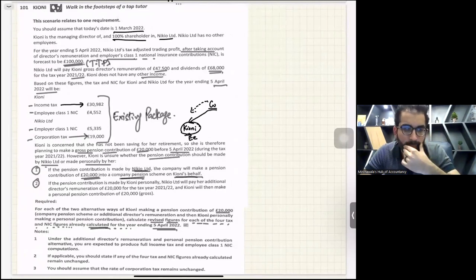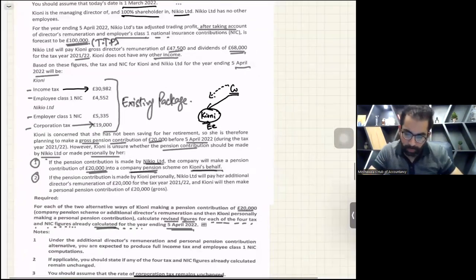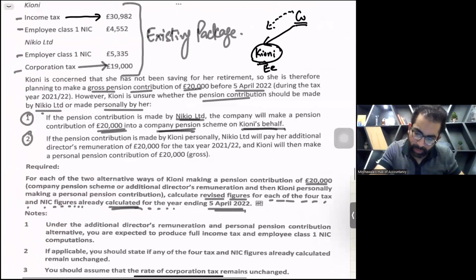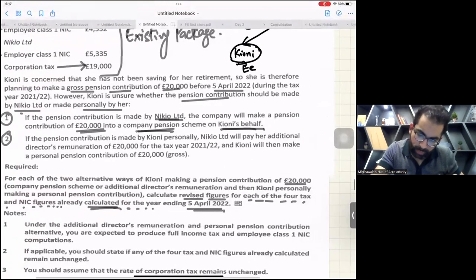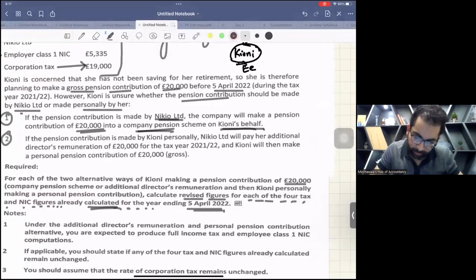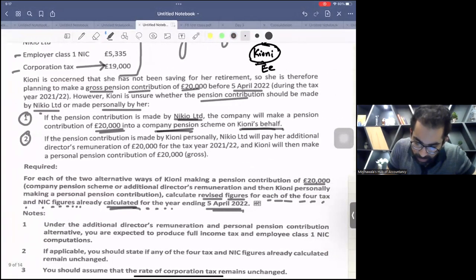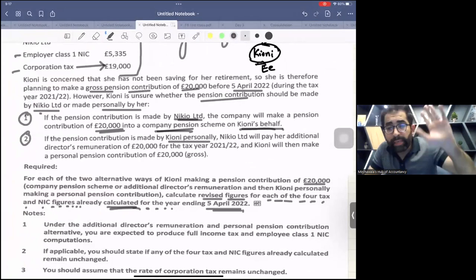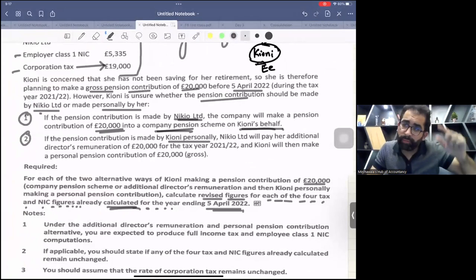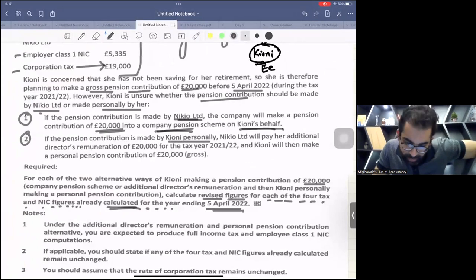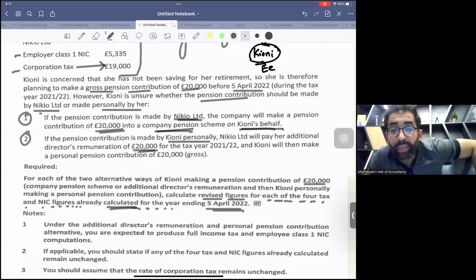Okay, thank you. Now let's read the second point. What they are saying: if the pension contribution is made by Kioni personally, now the employer is not contributing. The employer will first give some additional salary. Nicola Limited will pay her additional director's remuneration of 20,000. So now you have to increase the director remuneration.